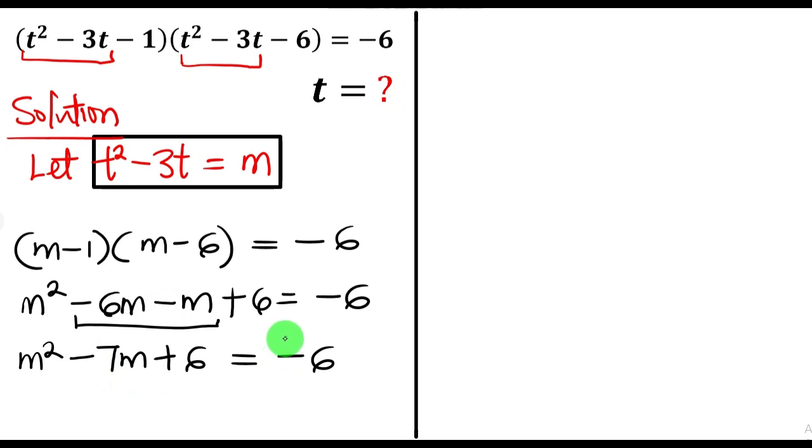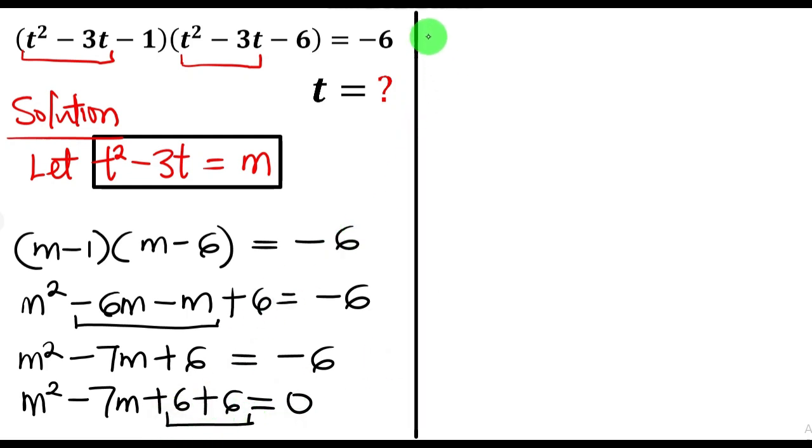Then the next thing I'm going to do is bring this −6 to the left hand side. If I do, what am I going to have? That will be m² − 7m + 6, then I have plus another 6 equals 0. Adding these two together, 6 plus 6 is 12, so I have m² − 7m + 12 = 0. Since this is a quadratic equation, I'm going to factorize at this point.